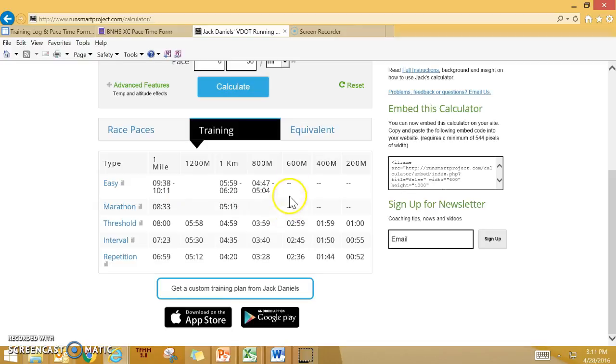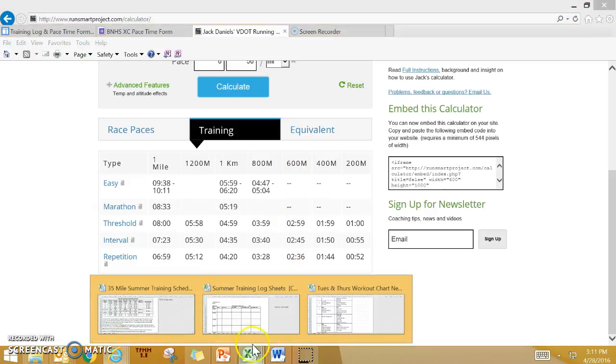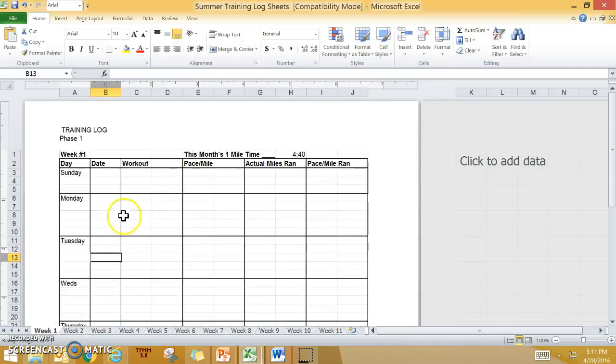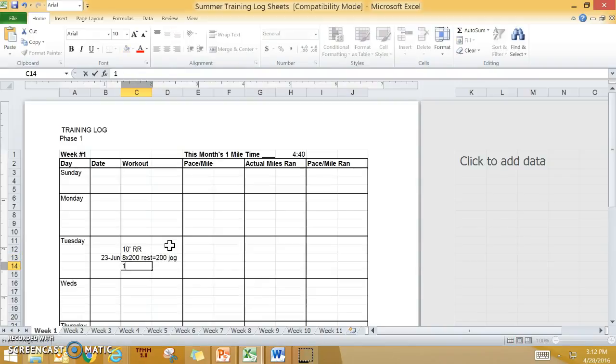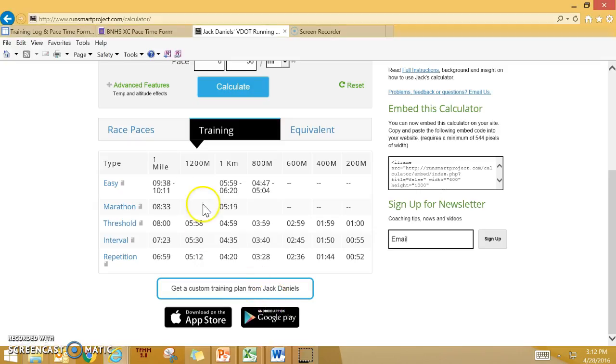All right, so hopefully, guys, the one last thing I want to show you is make sure we are logging this. Let's just say it's week 4, that's June, and I'm making this up, June 23rd. And my workout was 10 minutes, and this is how we denote minutes with an apostrophe. Recovery run, 8 times 200, rest equals 200 jog, and then I did another 10-minute recovery run as a cool down. All right, my pace per mile, let's look back again. My pace per mile, 10:11. I was supposed to run a 52.